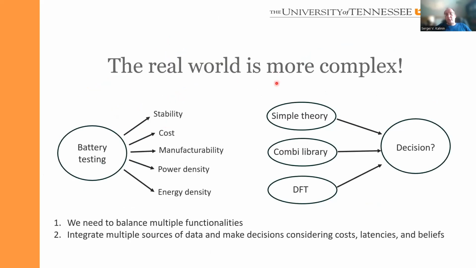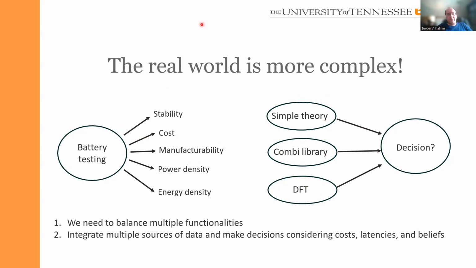The point is that the real world is more complex. And when we look at the complexity of the real world, there are multiple aspects to it. You have forks in the road. Today we are going to briefly talk about two relatively new directions that Bayesian optimization allows us to pursue. One is multi-objective optimization, and another is multi-fidelity measurements.